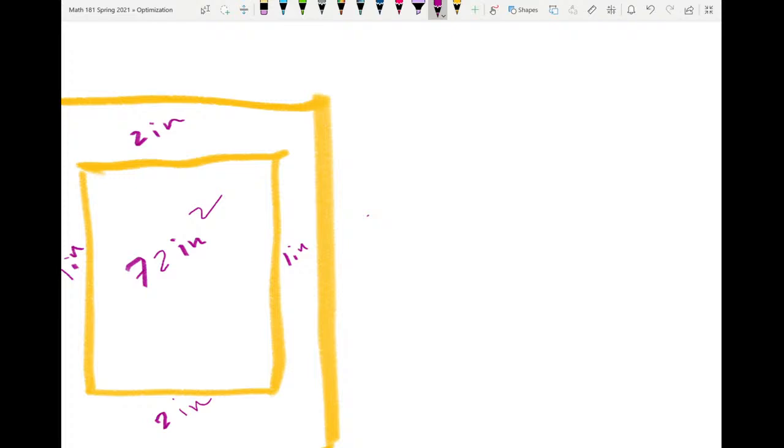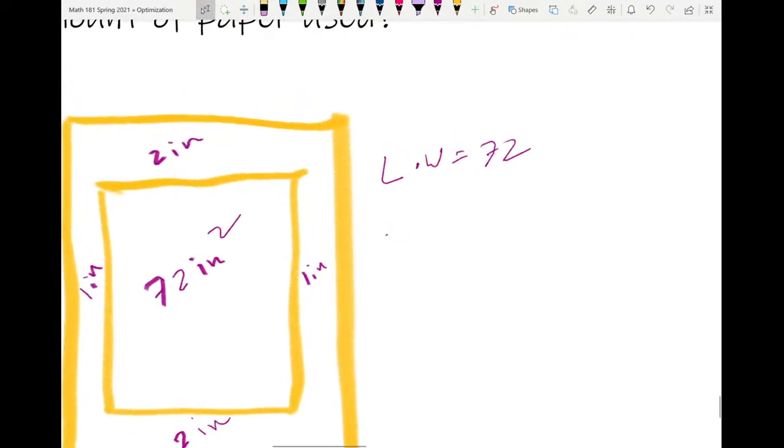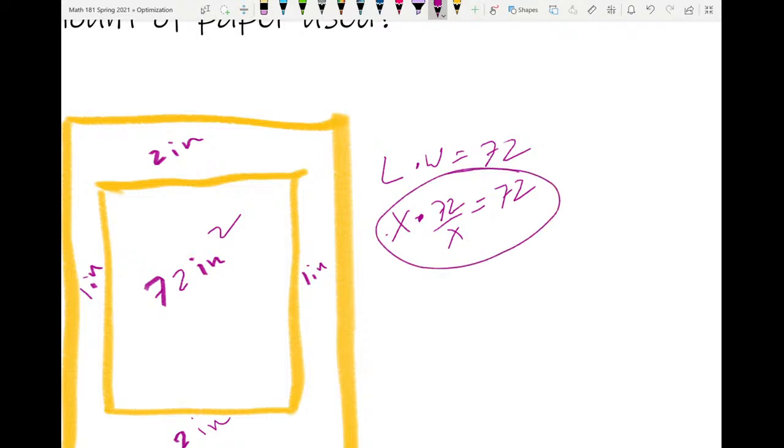Well, we know one thing, that the length and the width are related, right? So if length times width is 72, and let's say length is X, then W would be 72 over X. You guys get that? That's the hardest part of this problem. Without it, you won't be able to get anywhere, because we know the area is 72 square inches. So if length is X, then width must be 72 over X.